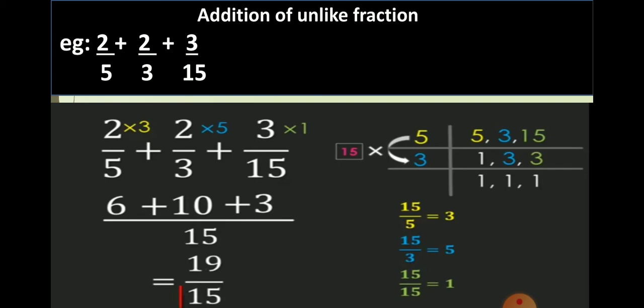Now we will find the multiple of 5 for 15, that is 5 threes. So 3 will be multiplied with the numerator of the first fraction, that is 3 twos are 6. Then we will find the multiple of 3 for 15, that is 3 fives. So 5 will be multiplied with the numerator of the second fraction, that is 5 twos are 10. Now we will find the multiple of 15 for 15, that is 1, and 1 will be multiplied with 3, and we will get 3. So now we will add, and our answer will be 19 upon 15.